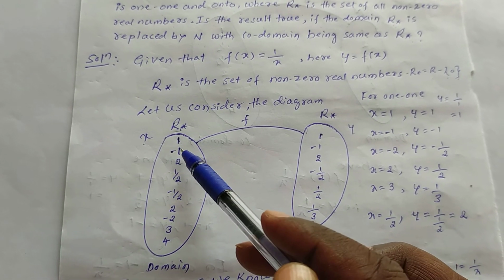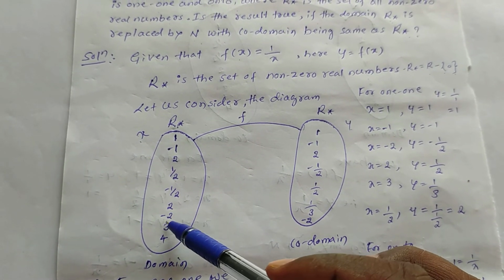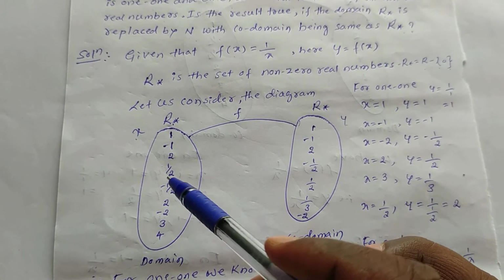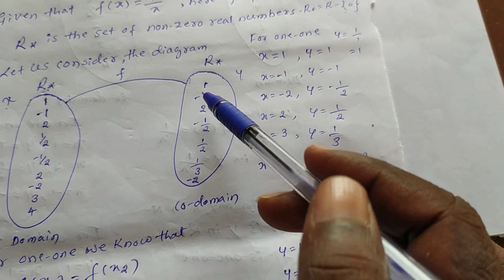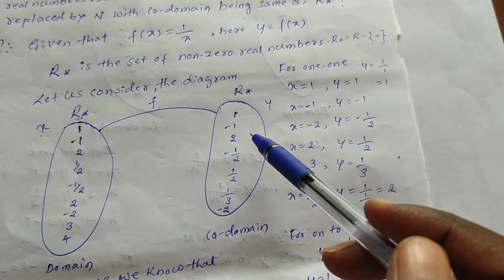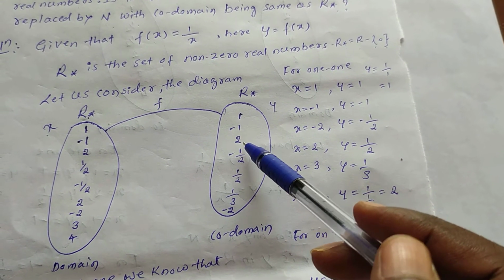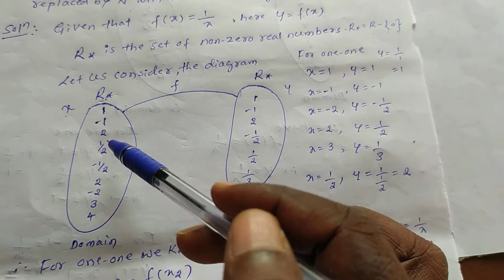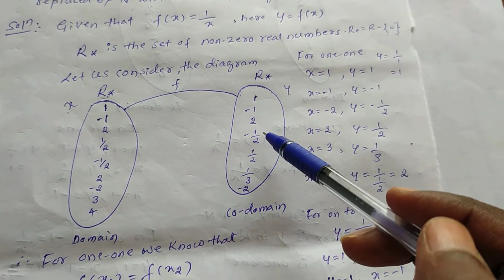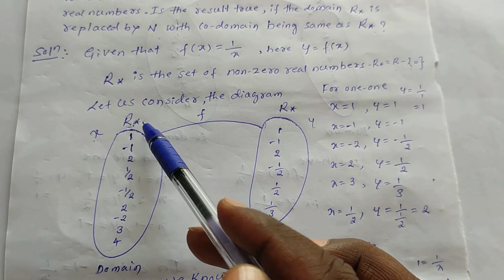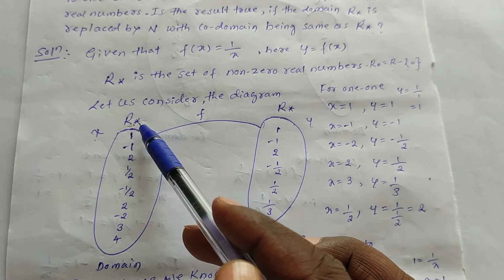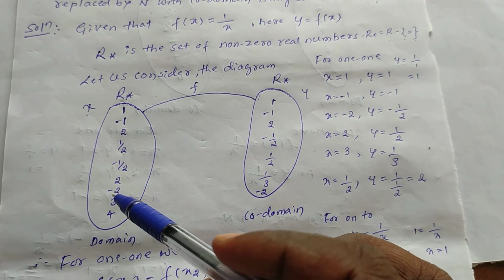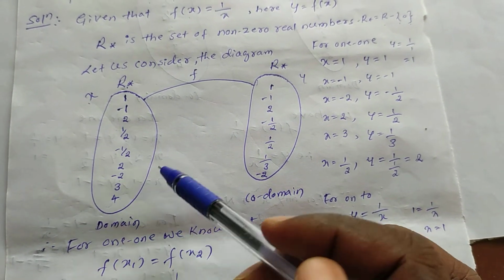I have written only a few numbers here, but an infinite number of non-zero real numbers exist in R star. Here also I have written only a few numbers as examples: 1, minus 1, 2, minus 2, up to infinity, but there is no 0 in the domain as well as in the codomain, because R star is the set of all non-zero real numbers; except 0, all the real numbers exist. So these are the x, these are the y.